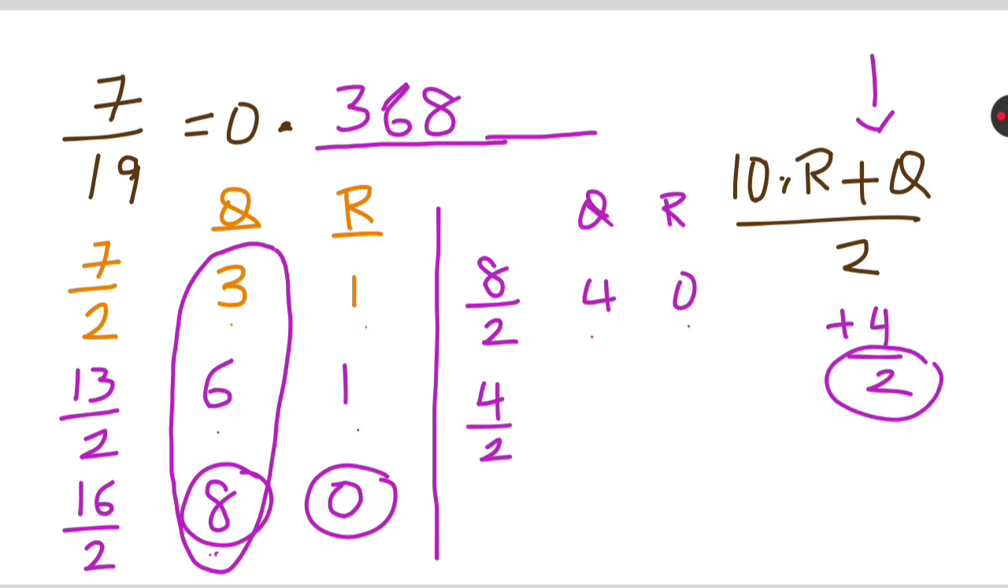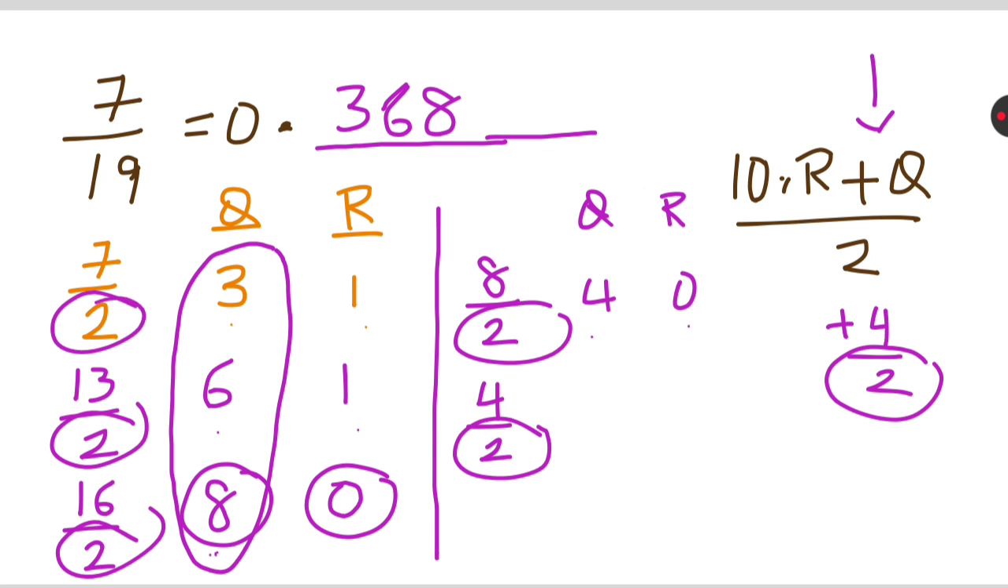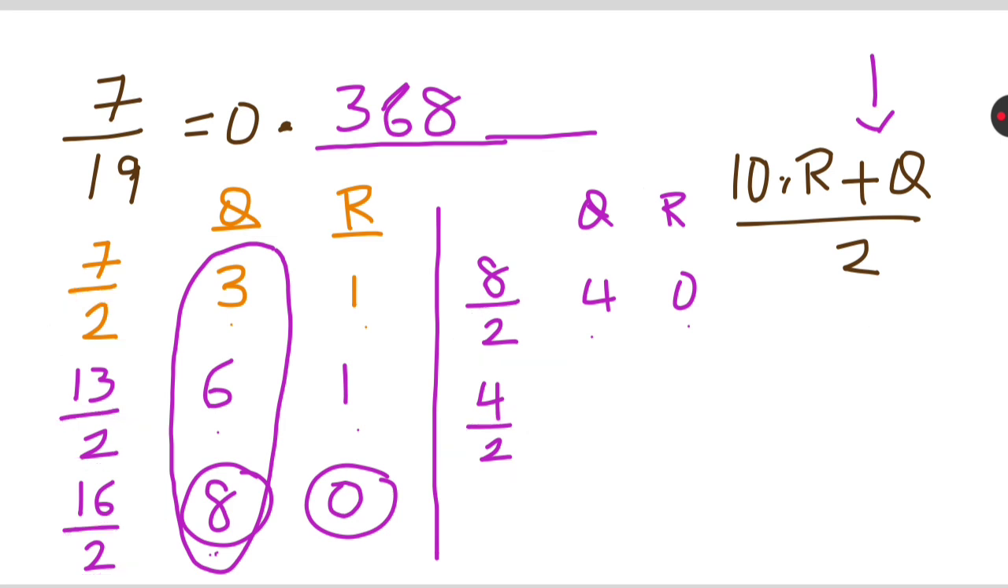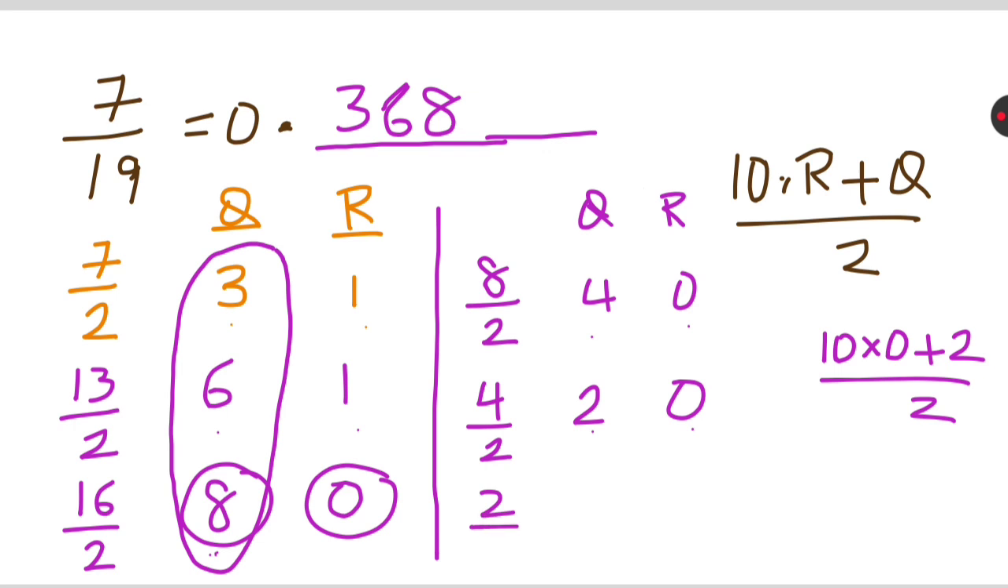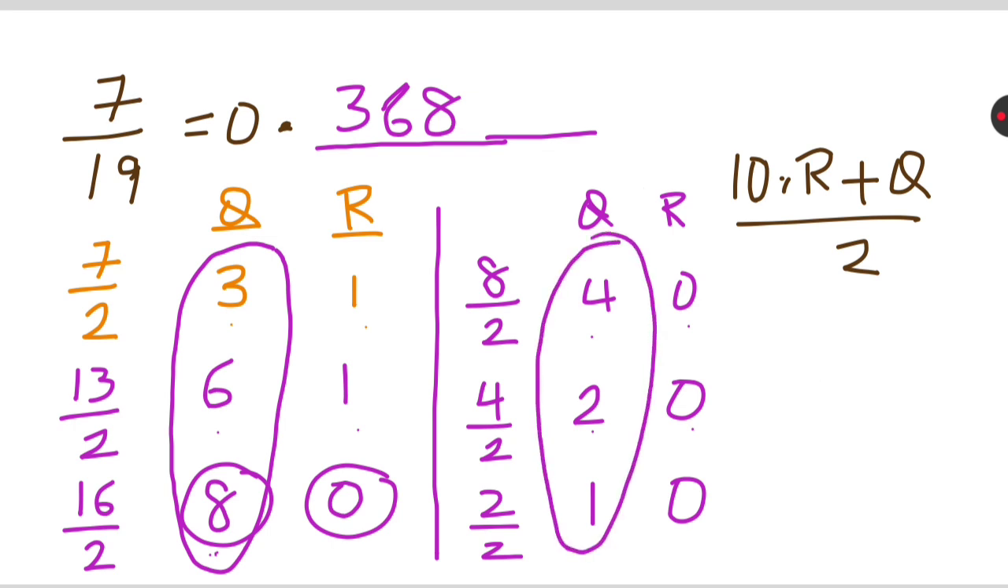You always take in the format of divided by 2. So now when you do 4 divided by 2, we are going to get quotient as 2, the remainder is 0. So now this quotient 2 and remainder 0 you have to substitute in this formula. That is 10 times the remainder is 0 plus the quotient 2 over 2. So we are going to get 2 over 2 here. So when you do 2 over 2, we are going to get quotient as 1, the remainder is 0. So another 3 digits are 4, 2, 1. This is the result of this 7 upon 19.